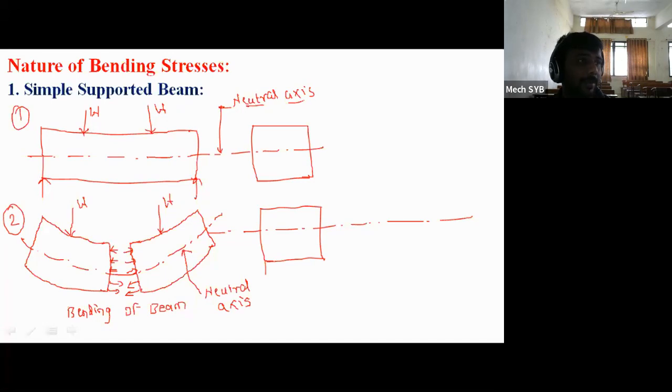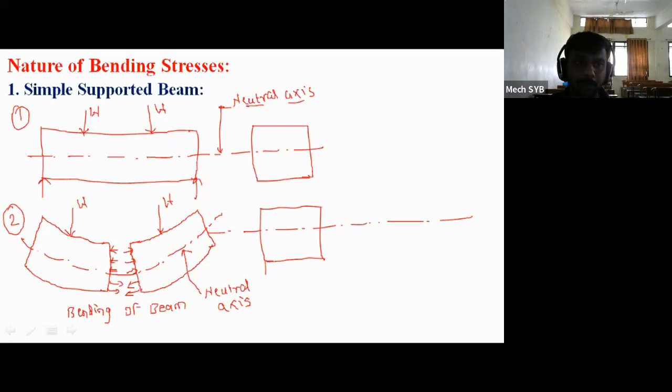So when a beam is subjected to external loading, some portion is under tension and the remaining portion is under compression. मग एखादा पोर्शन जर टेन्शन मध्ये येत असेल तर त्या पोर्शन मध्ये कुठला स्ट्रेस येणार आहे तुमचा? If some portion of the beam is subjected to the tensile condition, मग त्यामुळे येणारा स्ट्रेस कुठला असणार आहे? टेन्साइल असणार आहे, कॉम्प्रेसिव्ह असणार आहे? टेन्साइल असणार आहे. If another portion is subjected to compression, then that stress will be the compressive stress. So in this particular beam there is a possibility of tension and compression, and that we have to understand.